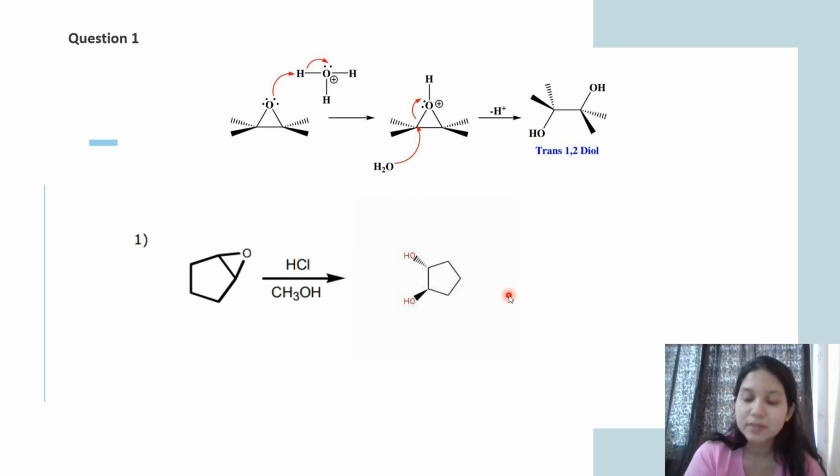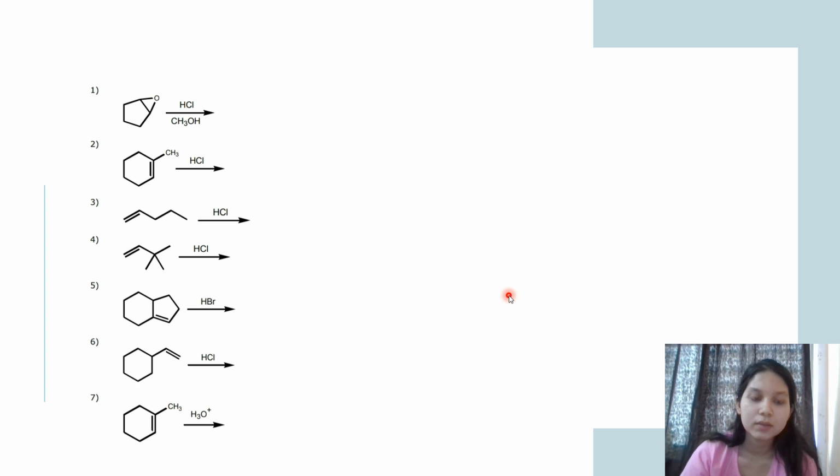You cannot show syn hydroxylation, syn dihydroxyl substituents, for epoxide opening in presence of acid, because the mechanism I have already explained. I hope this is clear. So the first question we have already approached.